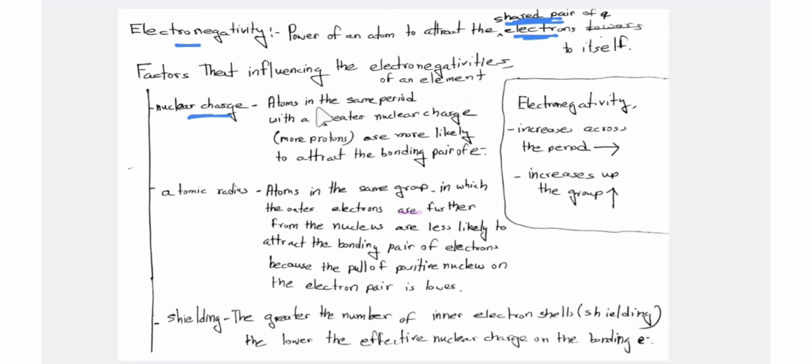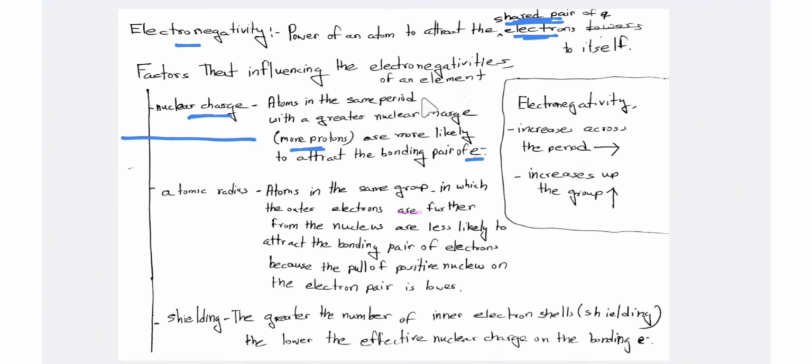So, nuclear charge. Atoms in the same period with a greater nuclear charge, that means more protons, are more likely to attract the bonding pair of electrons. So atoms in the same period with more nuclear charge or more protons would attract the bonding pair of electrons towards themselves. Suppose two atoms are in the same period, now one with more protons.